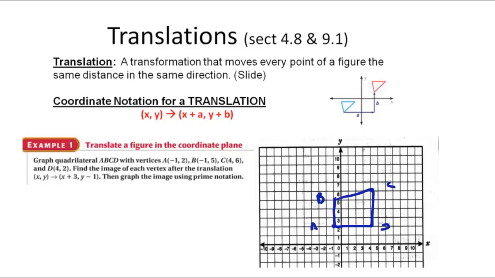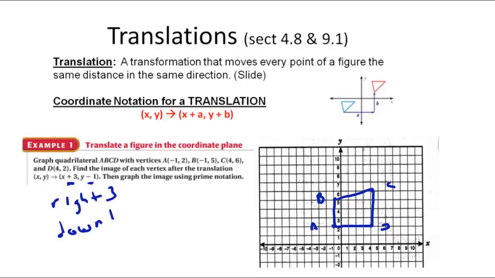Okay, now when I go to slide this, my translation coordinate thing says 3 and a -1. So that 3 says move it to the right 3. The y value is a -1, so it says move it down 1. So right 3 and down 1, that means I'm going to take every single point and do the same thing.